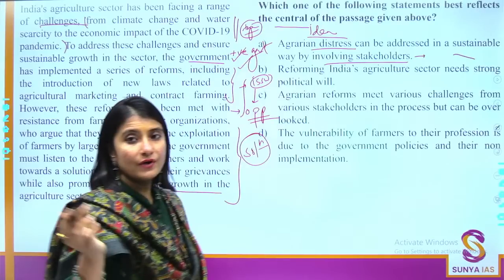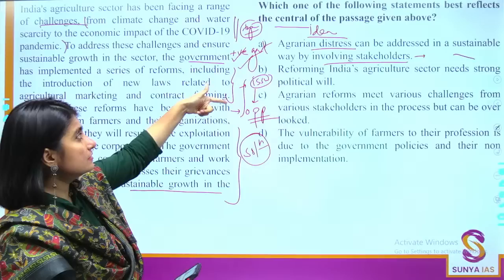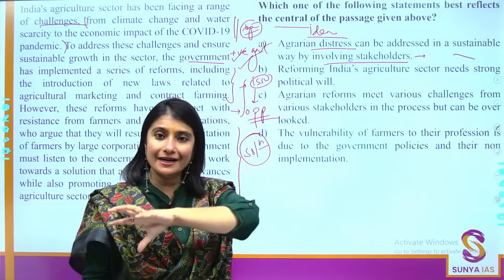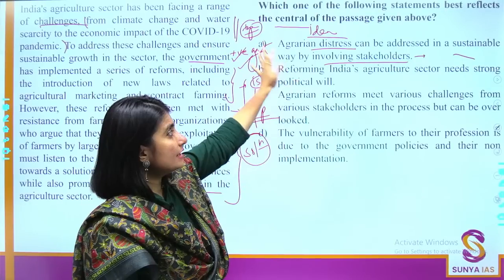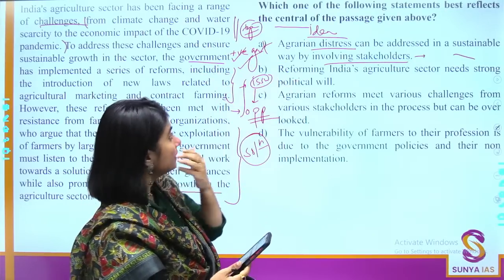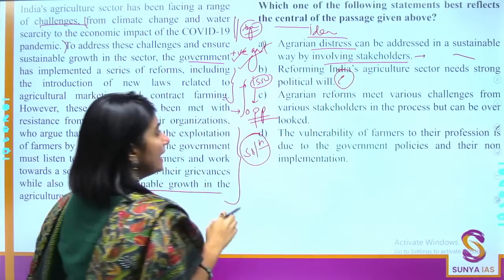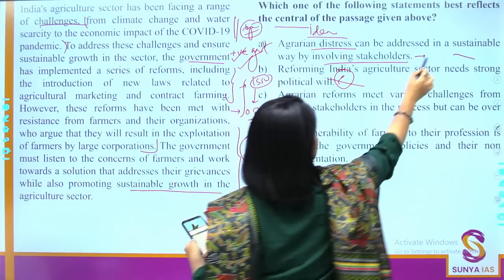Why involving people? Because here people were not involved. They were constantly, what were they doing? They're agitating organizations and farmers. The government is also doing something. So there are multiple stakeholders we're talking about here. But still we will put a question mark here. Agrarian reforms, putting a question mark here.